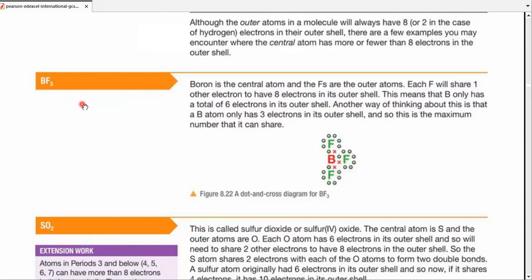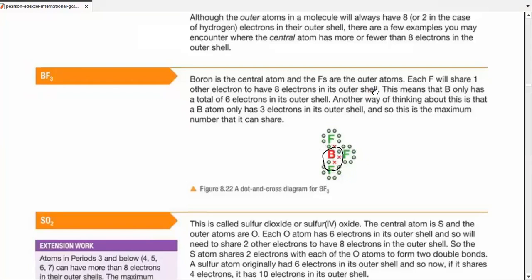BF3, boron trifluoride, is an example of having fewer electrons in the outermost shell. Boron is the central atom. Fluorines are the outer atoms. Each fluorine will share 1 electron to complete its octet, as it has 7 electrons in its outermost shell. Boron, however, has 3 electrons in its outermost shell. It tries to share all 3 and is still not able to complete its octet. So in this case, you will find that boron has only a total of 6 electrons even after sharing. This is the kind of example in which the central atom does not have a complete octet.